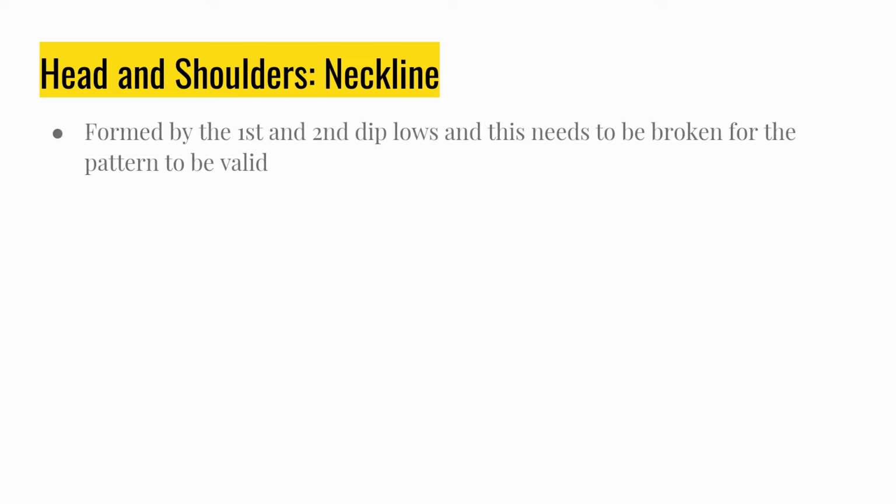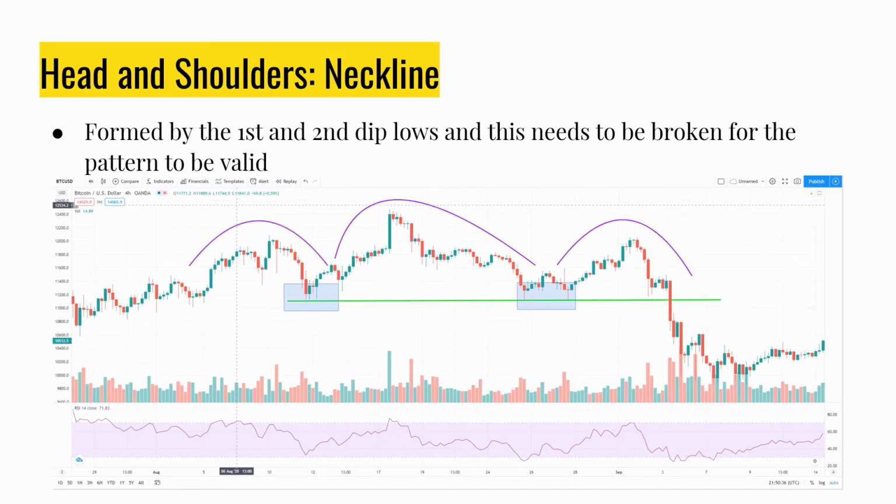The final component is called the neckline. The neckline is formed by the first and second dip lows, and this needs to be broken for the pattern to be valid. As shown, I drew the line such that the wicks of the two dips touch the line. Price usually retests the neckline once a breakaway happens, but sometimes it just breaks away as seen in Bitcoin.